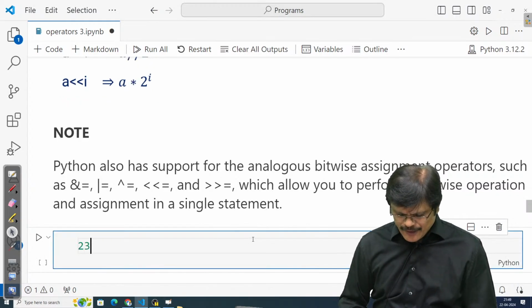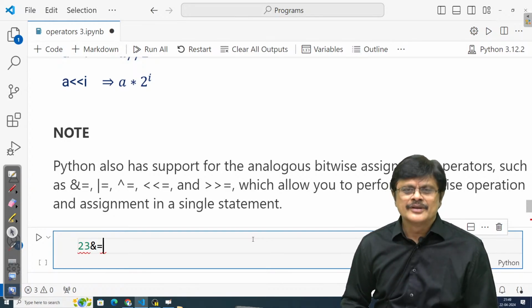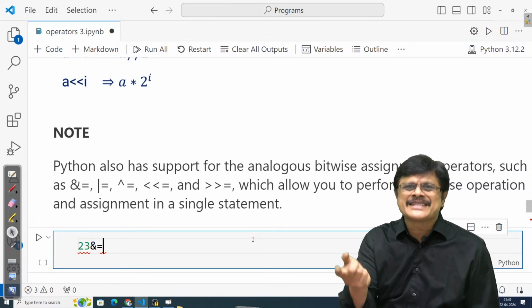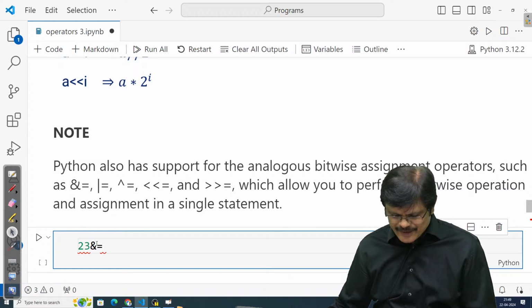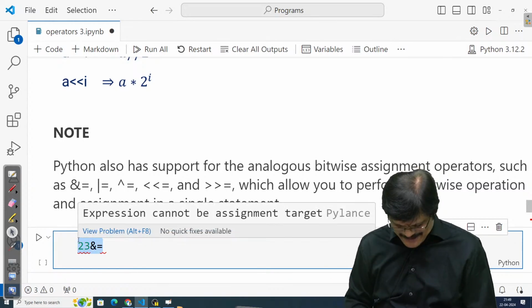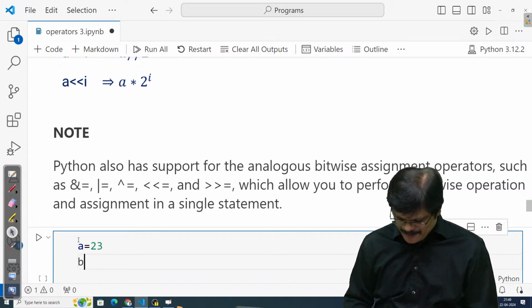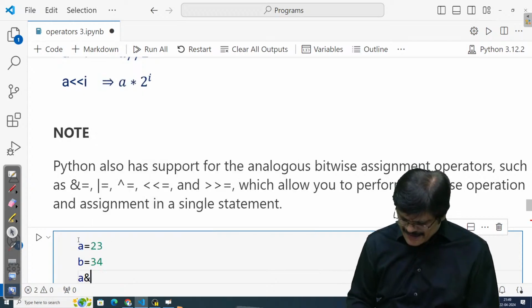For example, if you have 23 and you want to do a bitwise AND operation, it is like 23 and something. Generally you cannot assign to a number. So let me take a is equal to 23 and b is equal to 34. Now I can do a bitwise AND is equal to b.